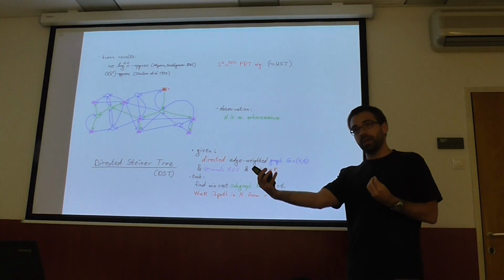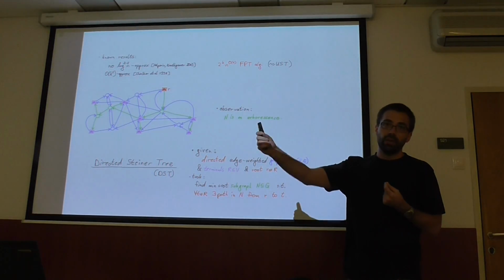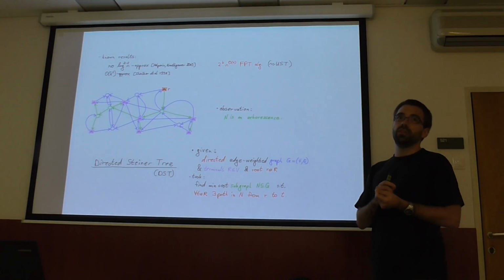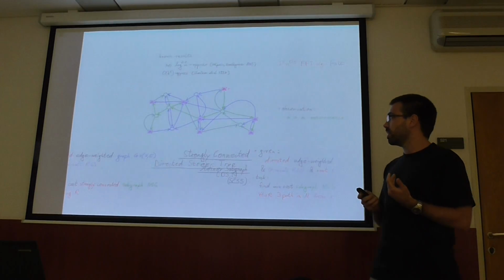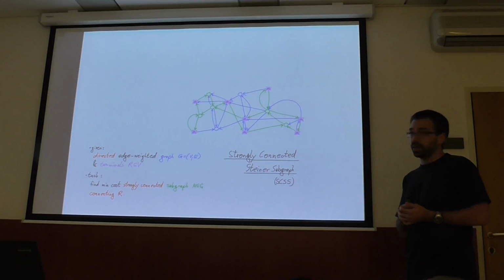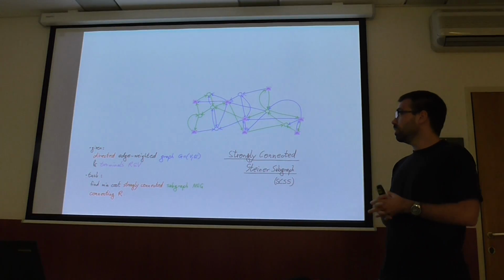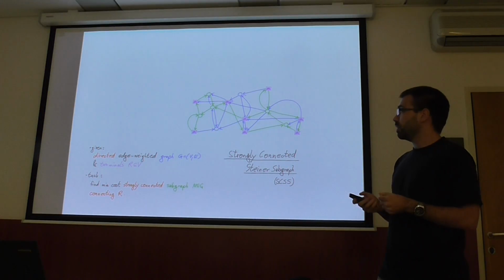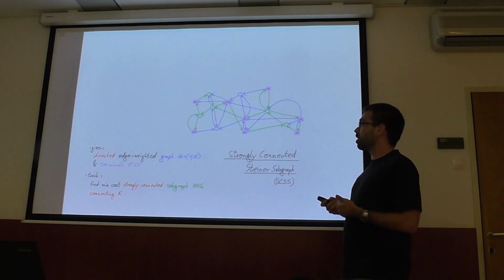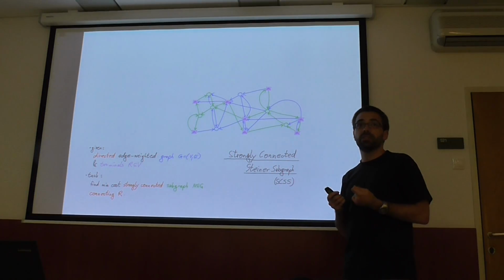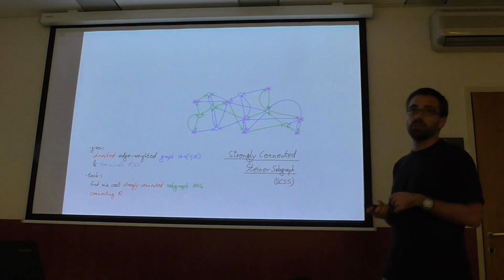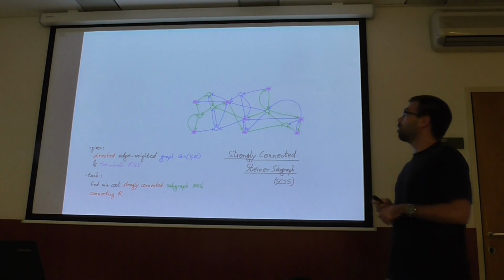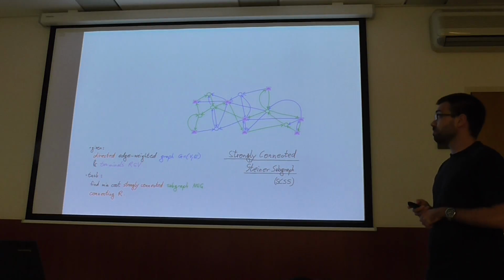So a different way to generalize the undirected Steiner tree problem is to say that for every terminal pair, I want a path in one direction, but also in the other direction. This necessarily gives me a strongly connected graph, and therefore the problem is called the strongly connected Steiner subgraph problem, where we want to find a minimum cost strongly connected subgraph connecting all the terminals. Okay, and by the way, the green stuff here is always an example of what I'm talking about.